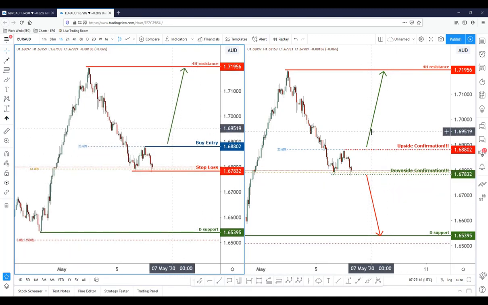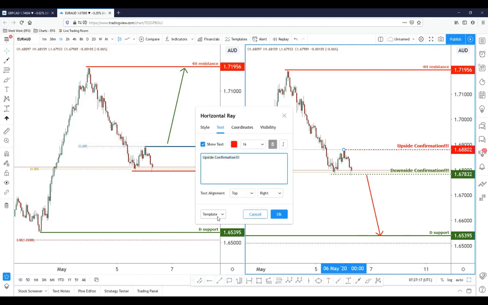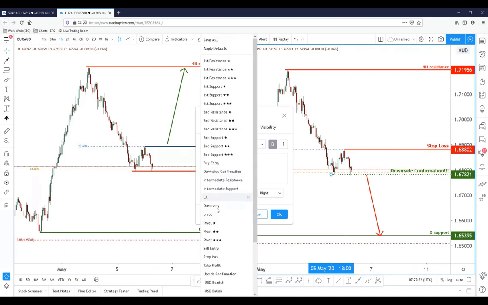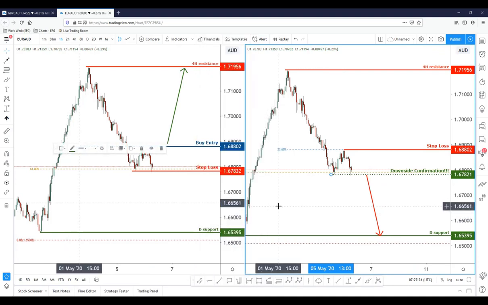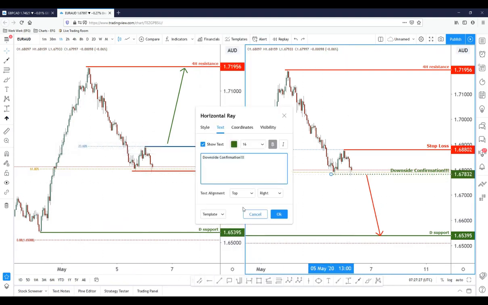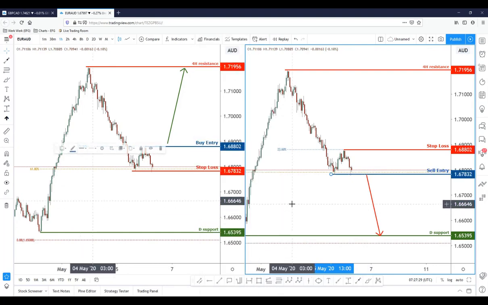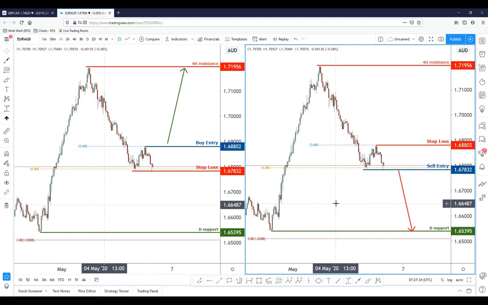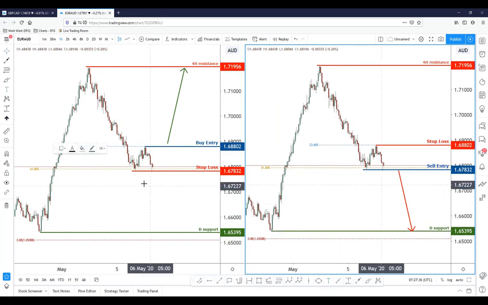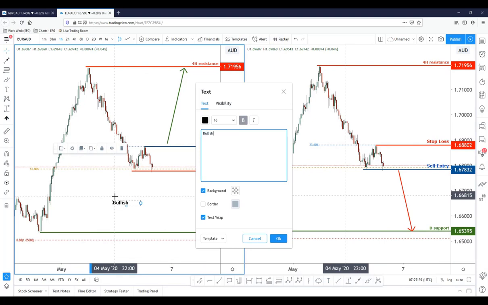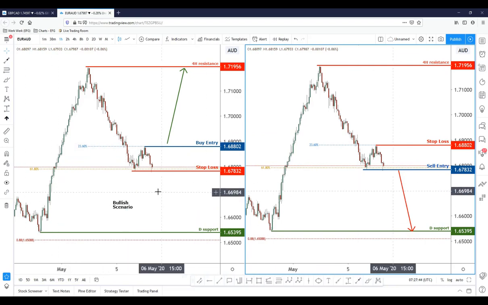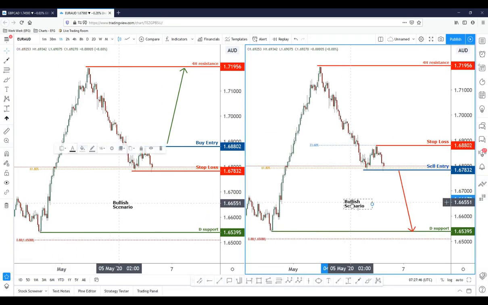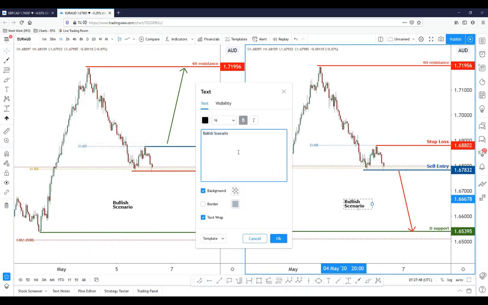Okay. And then if it's a bearish case, this becomes the stop loss. And this becomes the sell entry. All right, so this is really how our play is. All right, it really goes both ways right now. In the bullish scenario, okay, bullish scenario, right? Let me just change the text.